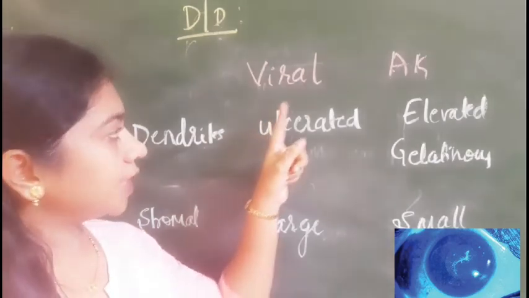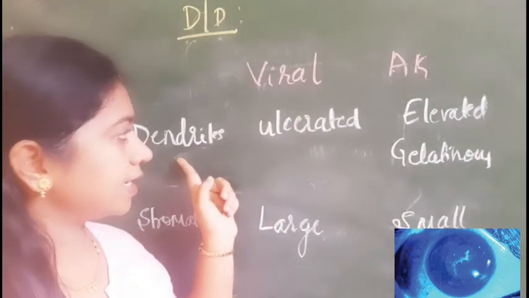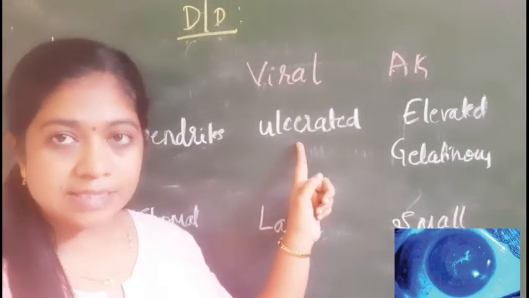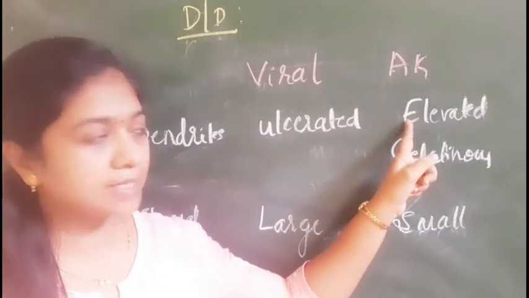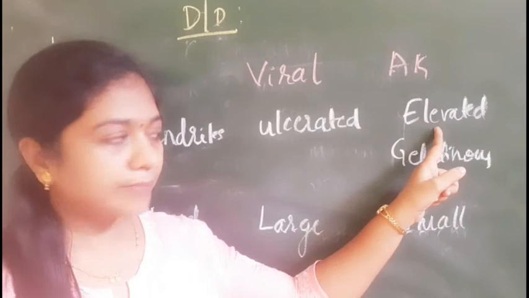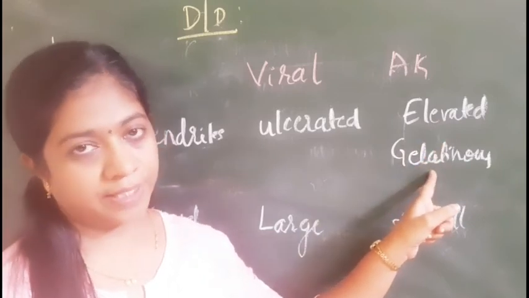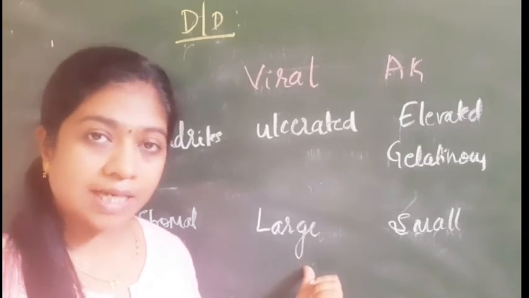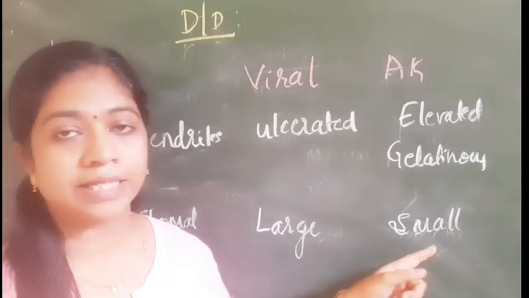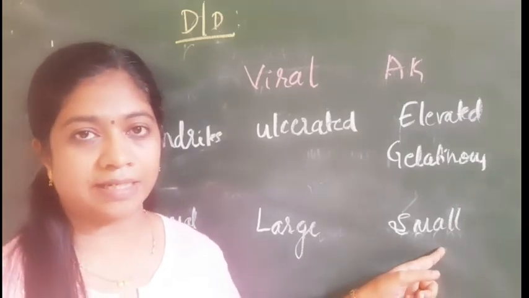So if you take the viral keratitis and there is dendrite, the dendrite will be ulcerated in case of viral keratitis, whereas in the acanthamoeba keratitis it need not be ulcerated and it is elevated and also it has gelatinous appearance. So if you come to the stromal keratitis, the infiltrates are usually large in case of viral keratitis but they are small in case of acanthamoeba keratitis.